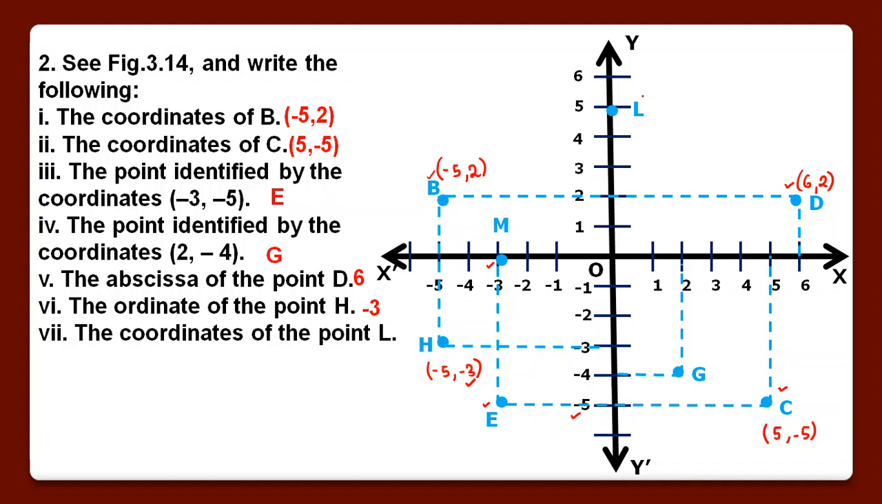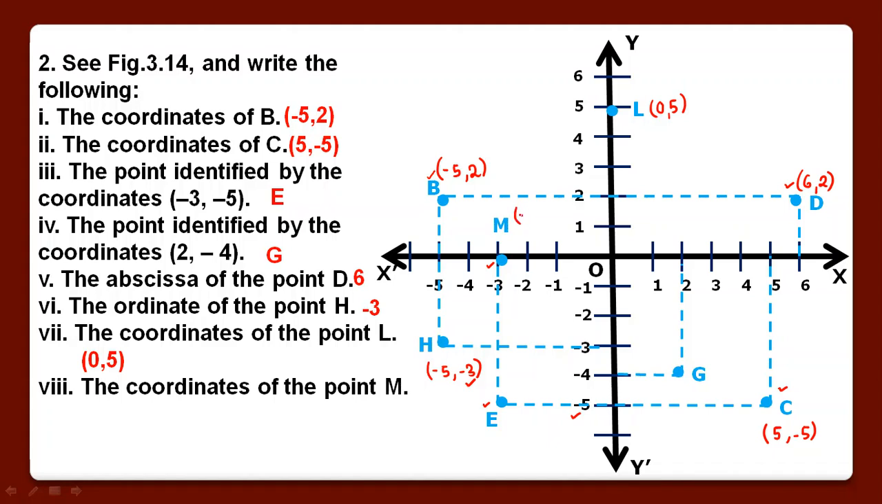The coordinates of the point L. Here we are having L on y-axis. So उसका x coordinate तो होगा 0 and y coordinate will be 5. 0, 5. The coordinates of point M. M is there on x-axis. So x coordinate is -3 and y coordinate is 0. So -3, 0.